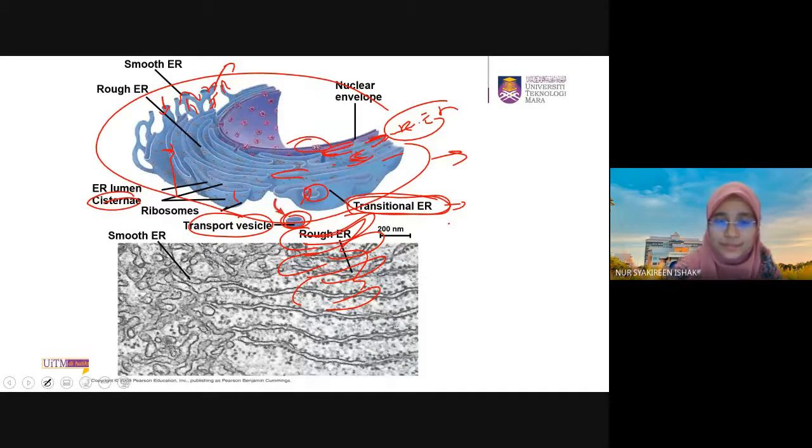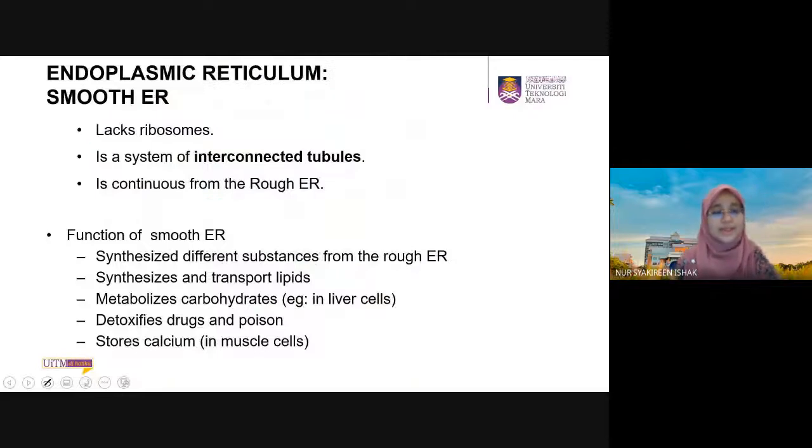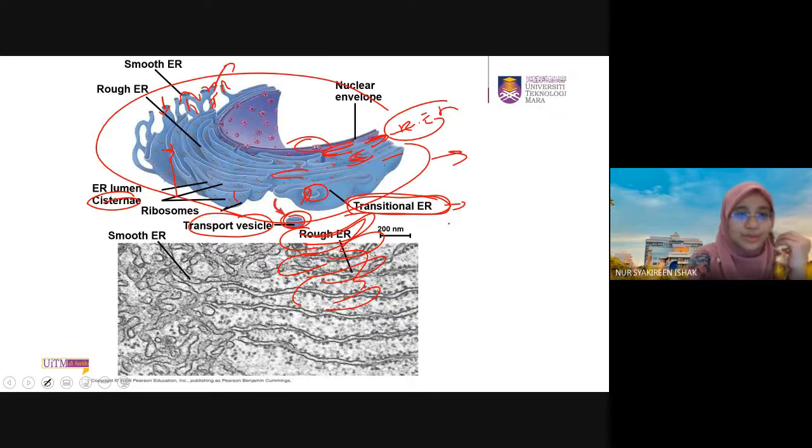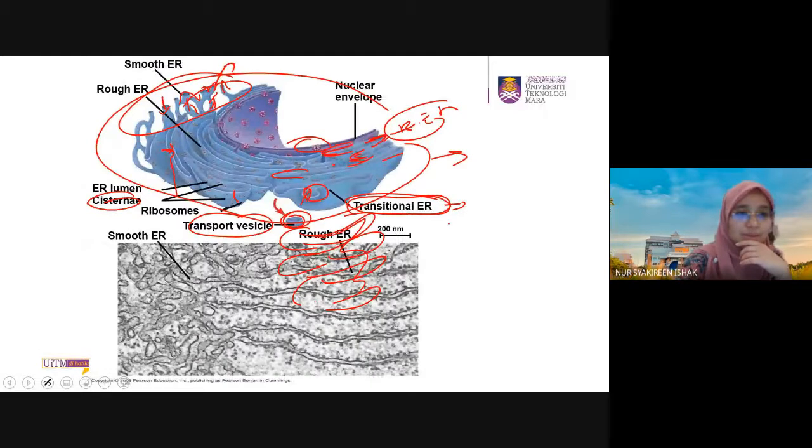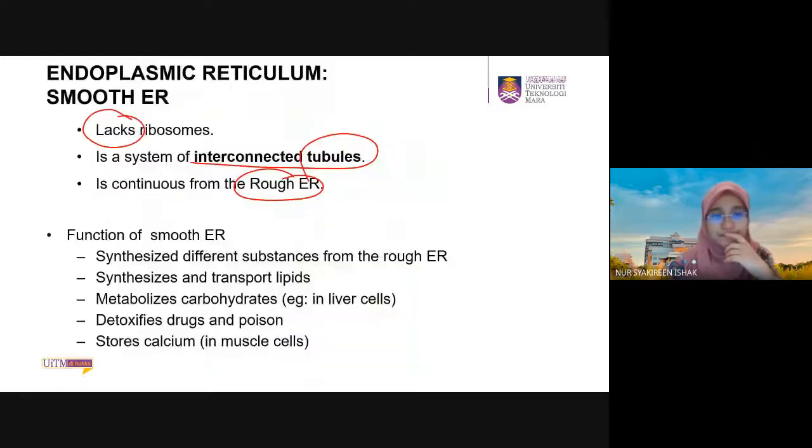Okay. So kita tengok dulu untuk smooth ER. So smooth ER does not have any ribosome. They are lacking. They do not have any ribosome. It is a system of interconnected tubules. Bentuk dia macam tube. So it is continuous from the membrane of rough ER. Nampak? It is continuous kat sini. Continuous from the membrane of rough ER.